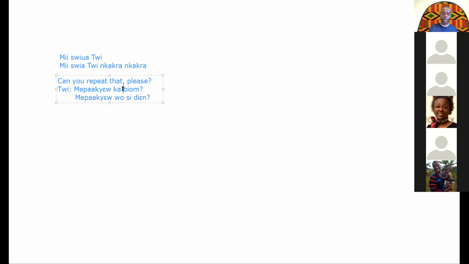Or you can take it a step further and say kano biom. Say that again. Mepacho kano biom. Okay. So that is when you did not get the person or what the person said.